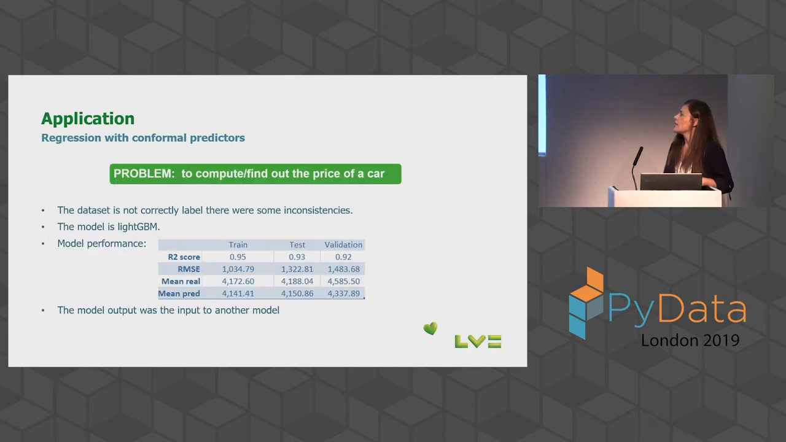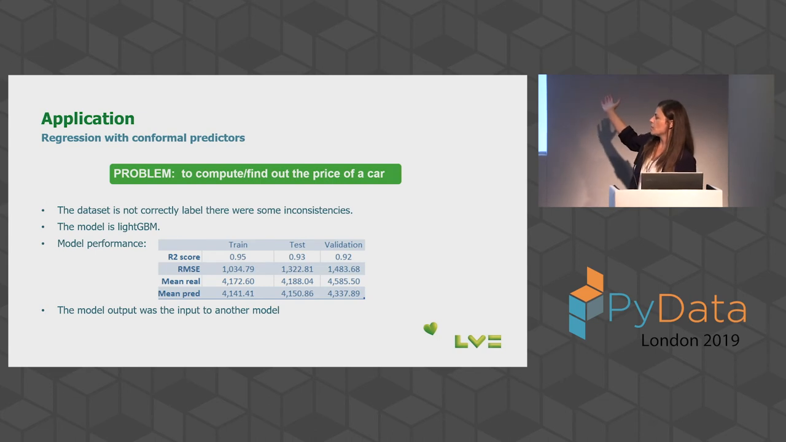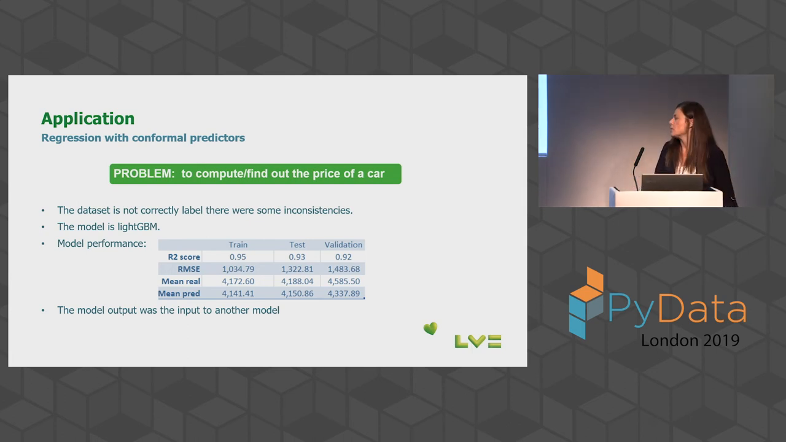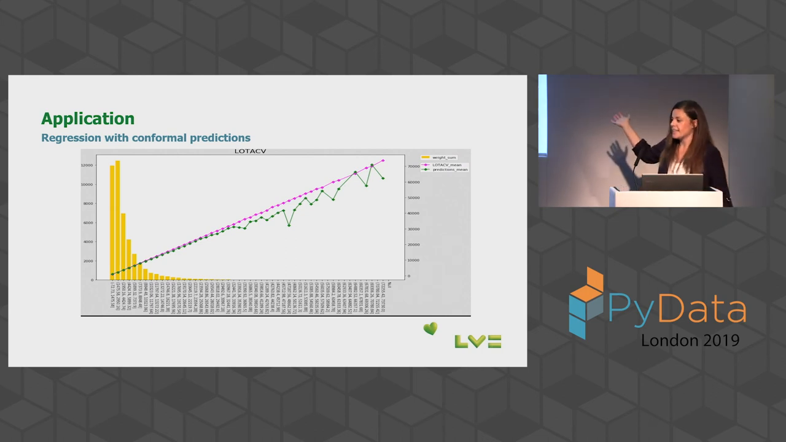I also added another application that is a regression problem. This doesn't look so great, but anyway, I will try to show you how to compute the thing. And this is a real problem somehow. We have to find out the price of the car. The problem was that the dataset was not correctly labeled, so it was quite noisy. We used a LightGBM to predict this. The model performance was quite okay. We got 0.95 in the error score. The error is quite far from the mean, so we were really happy, and we thought that the model was predicting quite okay. So we did the typical checking that you do in insurance.